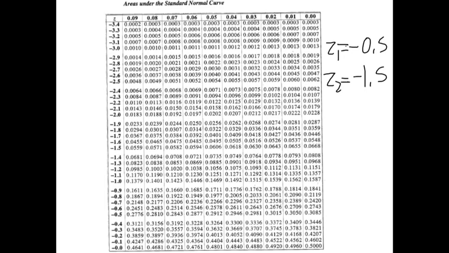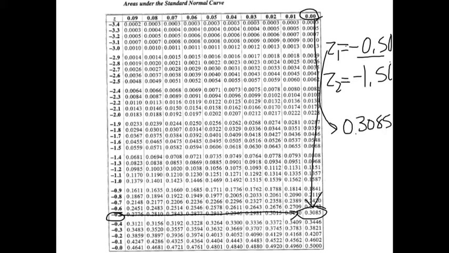Okay, so we're going to find Z1 first. If you need to expand this to 3 digits, and same with this one right here. So in this case, we're going to look for the first 2 digits along the left-hand side. It's negative 0.5, so that is right here. And the third digit is just going to be 0, which is right here. So look over here and look down, and that corresponds to an area of 0.3085.